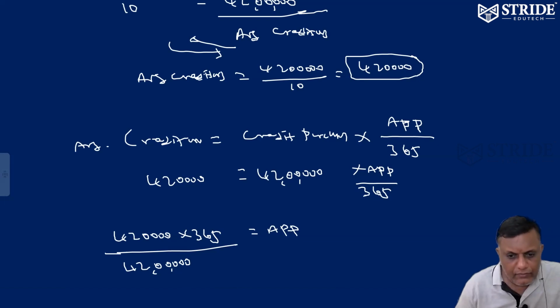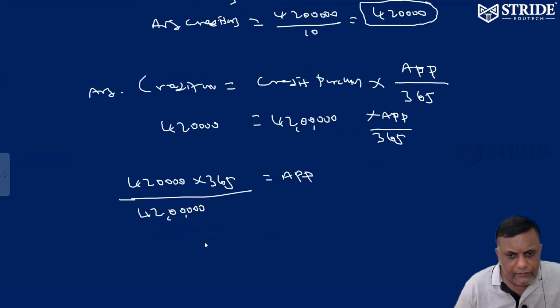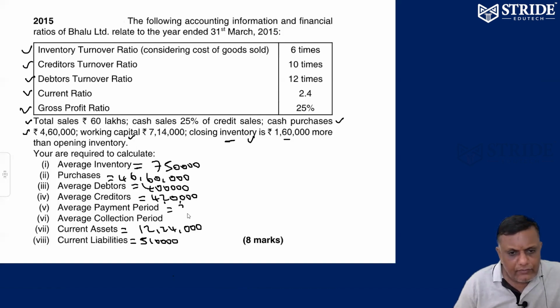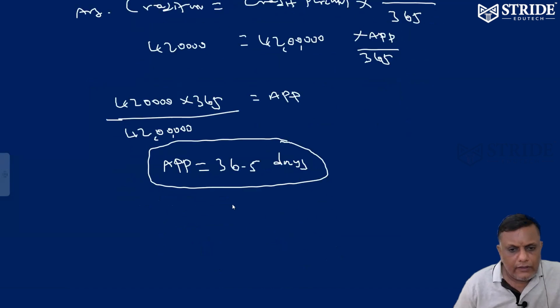It's going to be 36.5. So the average payment period is equivalent to 36.5 days. Every 36.5 days, I have to make a payment to my creditor on an average. Please memorize 36.5 days. Average payment period to creditor, how many days? It's going to be 36.5 days. That's it. Next one.